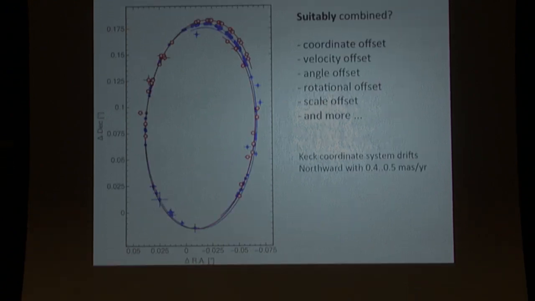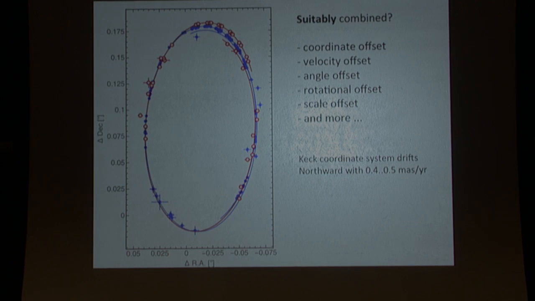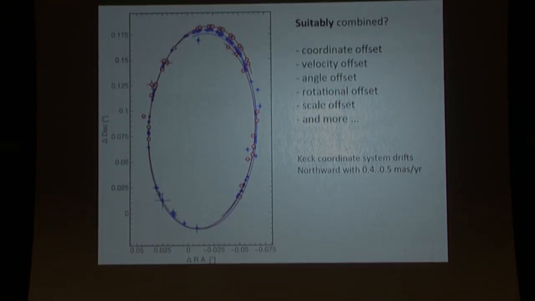So let me come back to this, as how do you suitably combine it. The difficulty really is that there's a coordinate system issue, and there might actually be an offset, there might be a velocity offset, there might be an angle offset, there might be a rotational offset, there might be a scale offset, and many more effects you could think of.